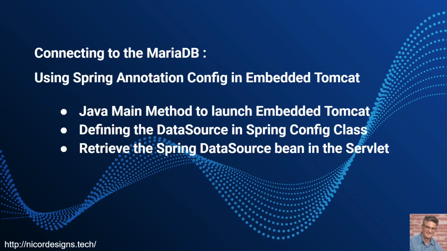In this tutorial, we will create a standard Java application or jar that will launch an embedded Tomcat web server and set up and connect to MariaDB through a Spring configuration class wherein we define the data source with the help of Spring annotations. In other words, instead of using XML definition files, we will now use Java classes and Spring annotations.